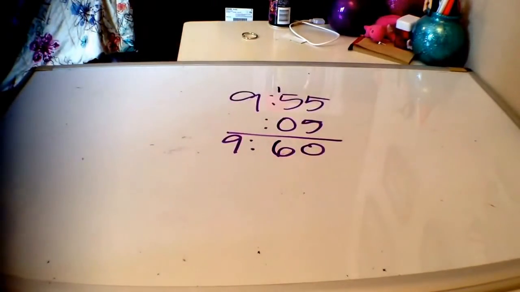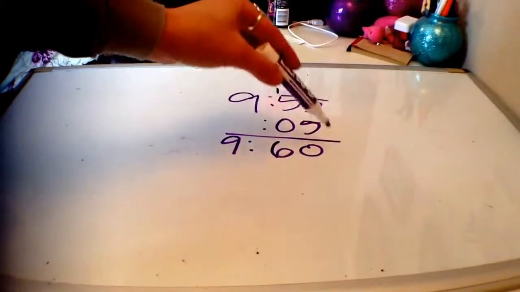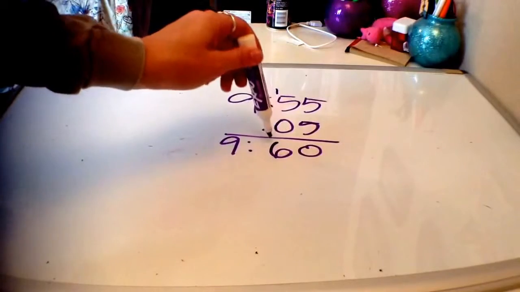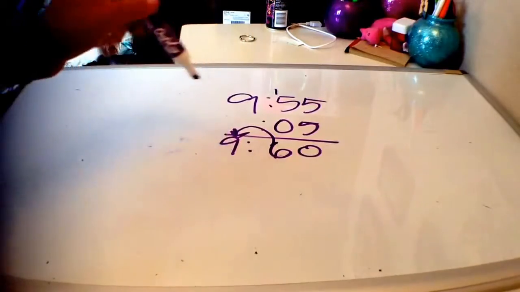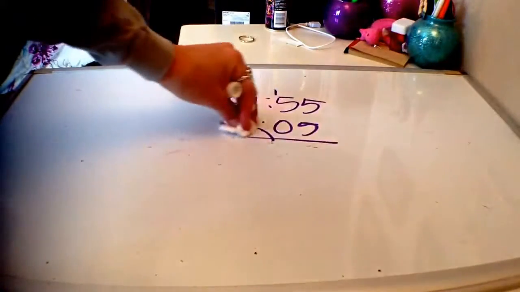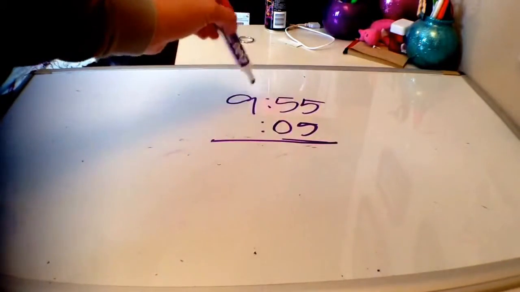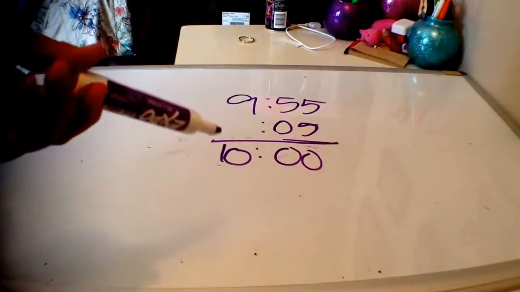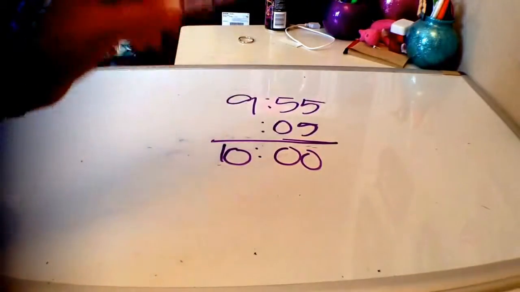But we know that 9:60 is not a time. So therefore, when we come to a situation like this, where the minutes add up to 60, we regroup this whole 60 and regroup a 1 over to this 9. So we would know that instead of the time being 9:60, when adding 5 minutes to 9:55, the time would then be 10, because we have to regroup this minutes portion because it has reached 60.